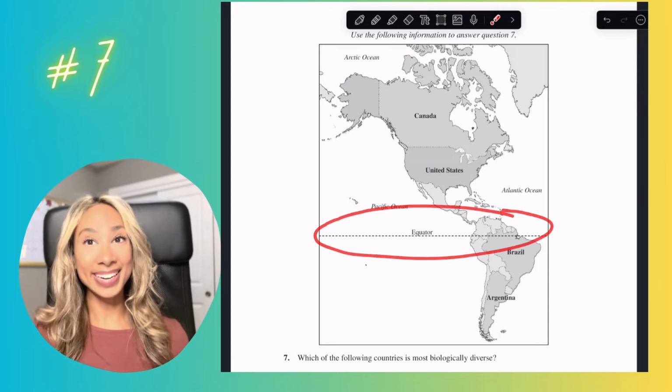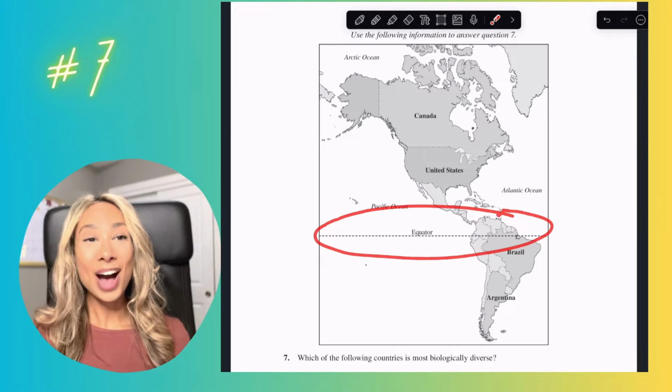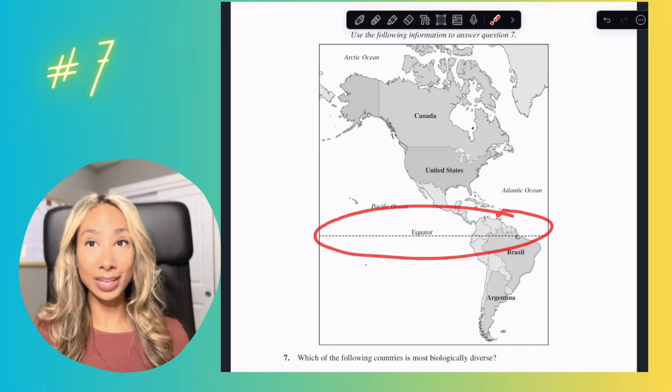And the reason for that is the equator fosters really nice tropical temperatures, along with seasons and temperatures that are consistent throughout the year. This means lots of organisms have opportunity to resources all year round. Therefore, you're going to see the most amount of diverse organisms there.